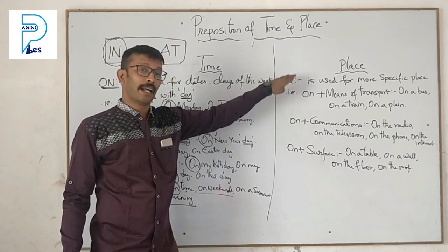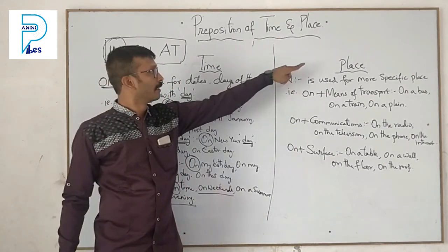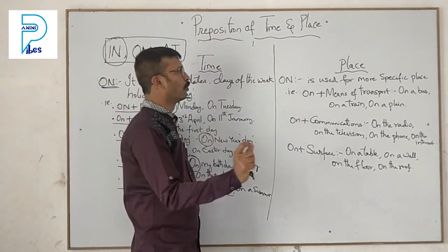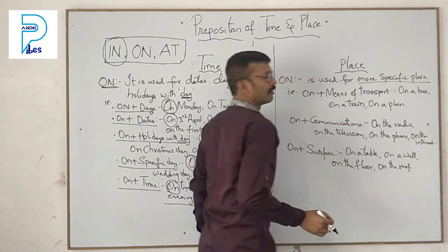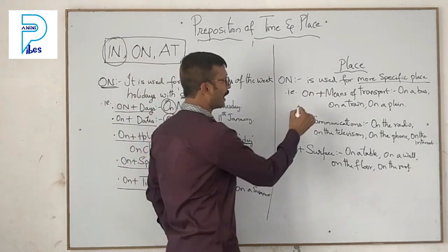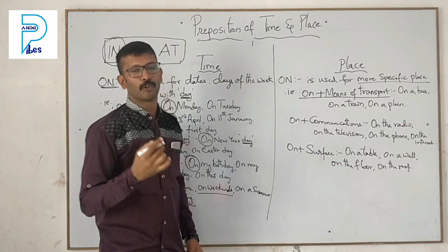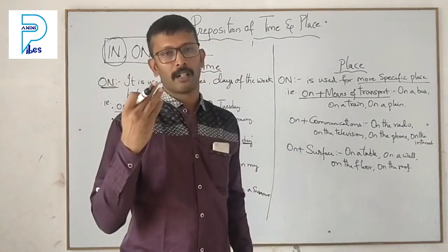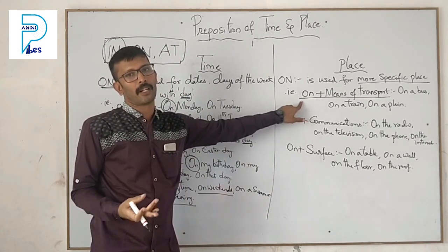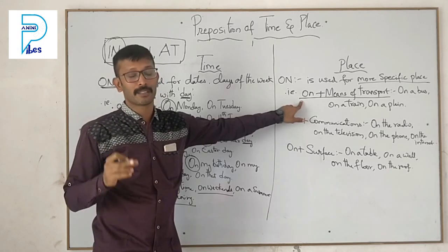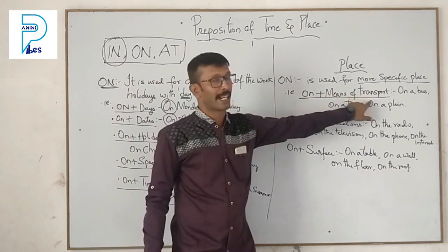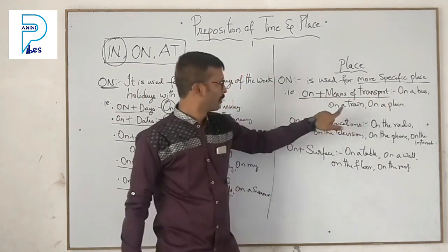When we use on as a place, or a preposition on in place. So on is used for most specific or more specific places, for certain things, and also on plus means of transport. ये अच्छी तरह याद रखें. Generally most of the people go wrong in use of prepositions. Especially we generally say I am in the train, I am in the bus, but that's prepositionally incorrect. So we use on for the means of transport. So on a bus, on a train.